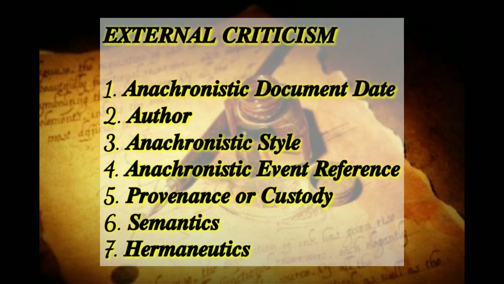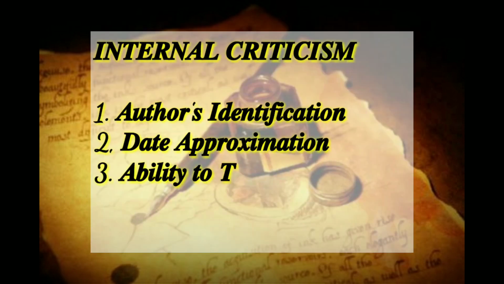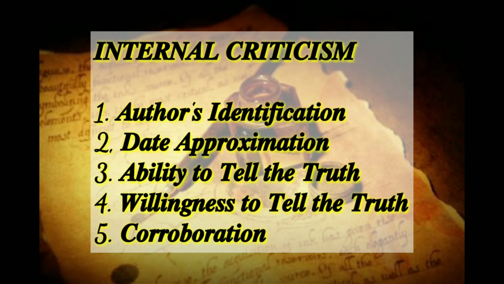Meron itong dalawang categories. Ang external criticism, test of authenticity based on the composition and structure. Meron itong 7 test of authenticities: anachronistic, documented date, author, anachronistic style, anachronistic event reference, provenance or custody, semantics, hermeneutics. Internal criticism naman is test of credibility based on the content itself, the author. Pinag-usapan naman dito ang abilidad ng information at iba pang sources na may kinalaman in the same facts. Meron itong 5 tests of credibility. Ang author's identification, date approximation, ability to tell the truth, willingness to tell the truth, and corroboration.